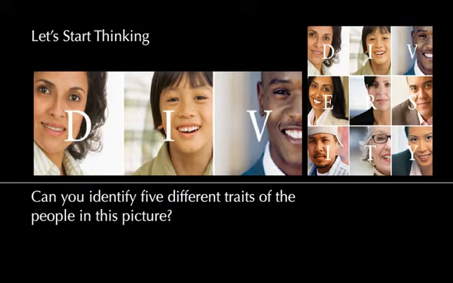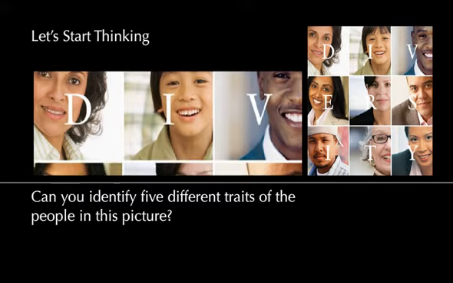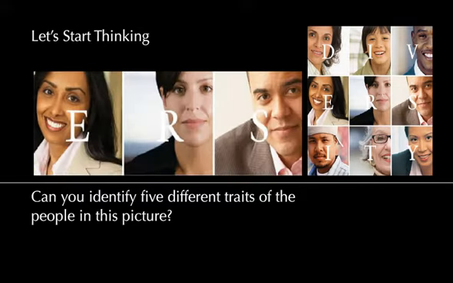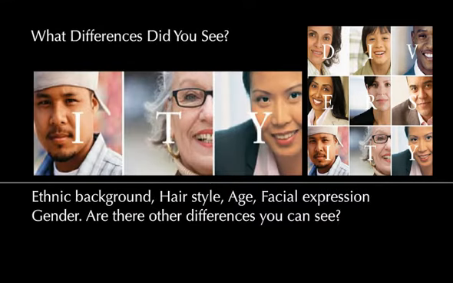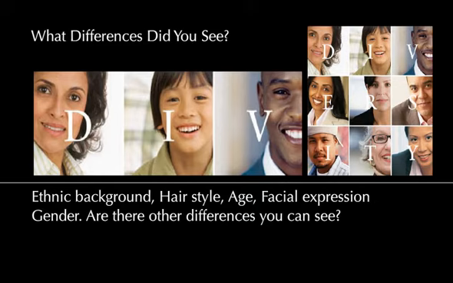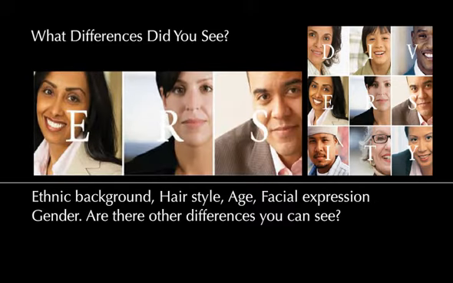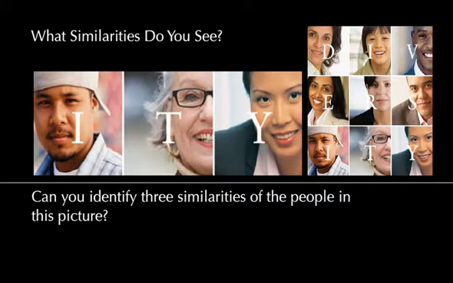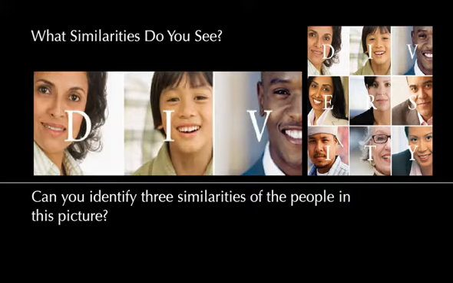Let's start thinking. Can you identify 5 different traits of the people in this picture? What differences did you see? Ethnic background, hairstyle, age, facial expression, gender? Are there any other differences you can see? What similarities do you see? Can you identify 3 similarities of the people in this picture?